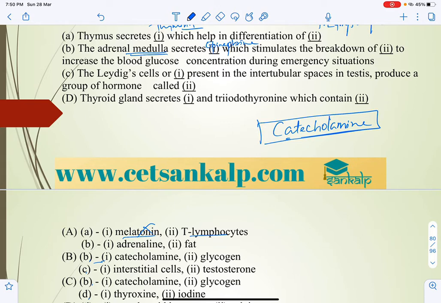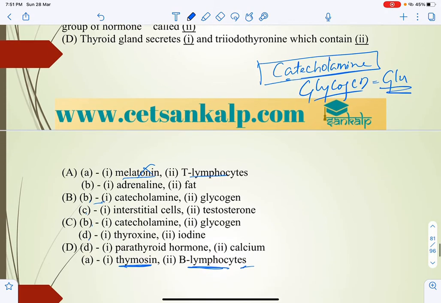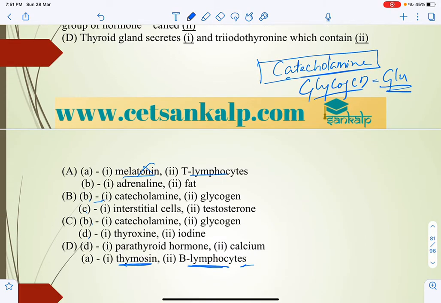Adrenal medulla produces catecholamines, right? And stimulates the breakdown of the glycogen. Stimulates the breakdown of glycogen to release more glucose during emergency time. So glycogen, glucose. So B can be glycogen and glucose. So here catecholamine and glycogen. So here this is the correct answer.